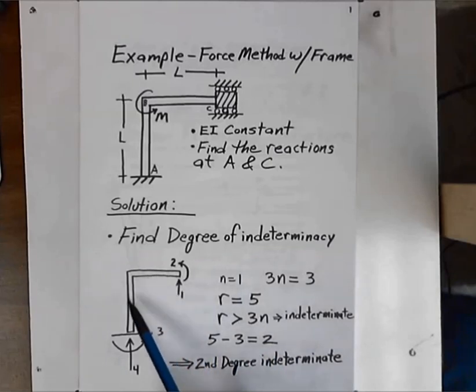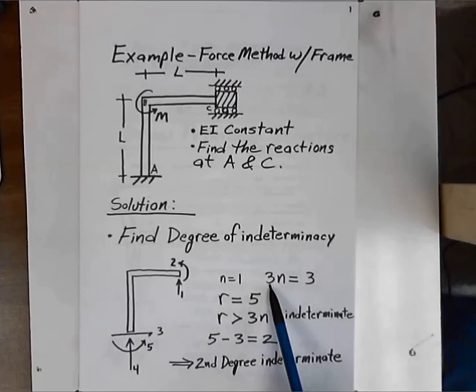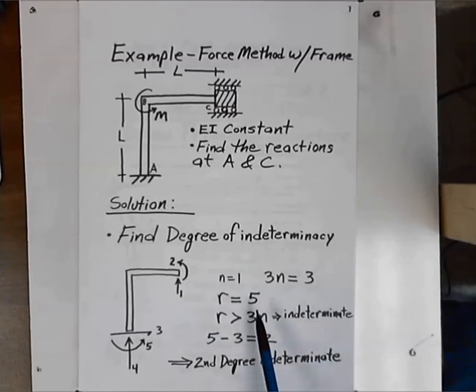And so the number of pieces in our free body diagram is 1. We have 3 equations of equilibrium in a 2D problem, and so 3 times n is 3. We have 3 equations. And we have r, which is 5. That's the number of reactions. And since r is greater than 3n, this structure is indeterminate. And so if we take r minus 3 times n, we get 2, and that lets us know that we have a second degree indeterminate structure.